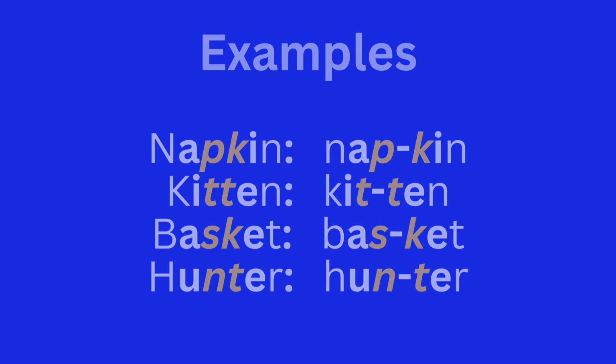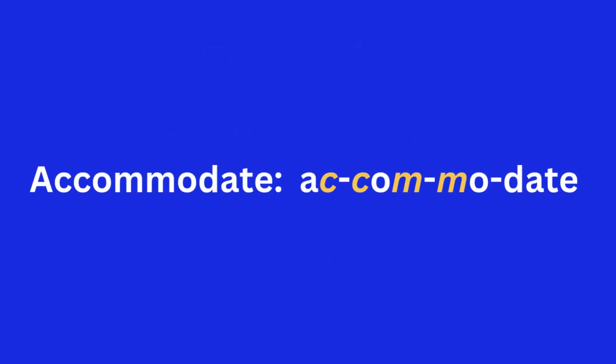Let's take a look at a word with four syllables. Example: accommodate, ac, com, mo, date. Consonants CC and MM are together, so we split in between them. C, C, and M, M. Learning this rule will help you read unfamiliar words more confidently and improve your spelling accuracy.